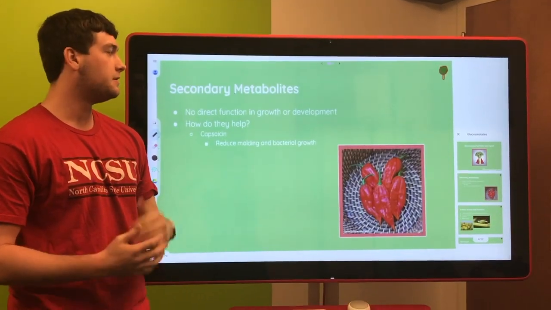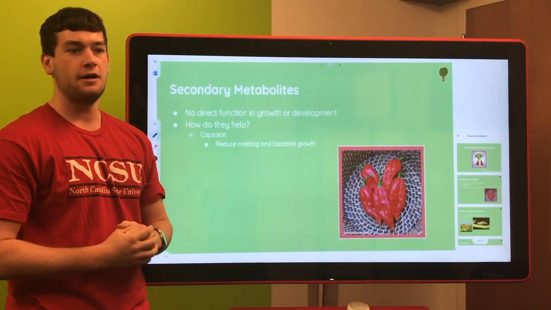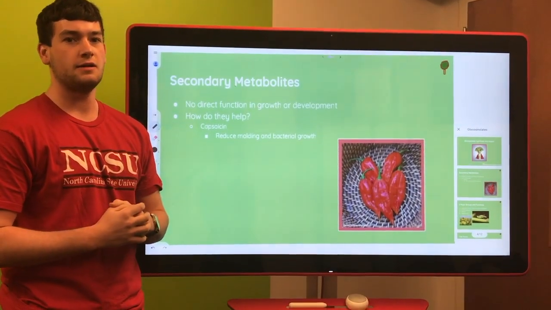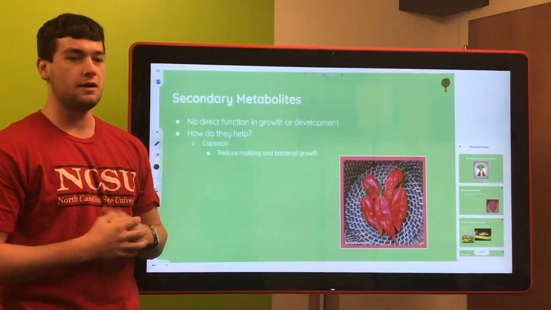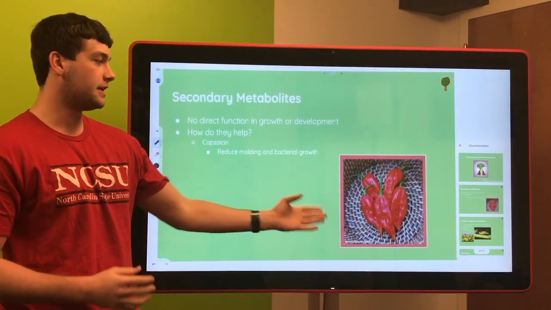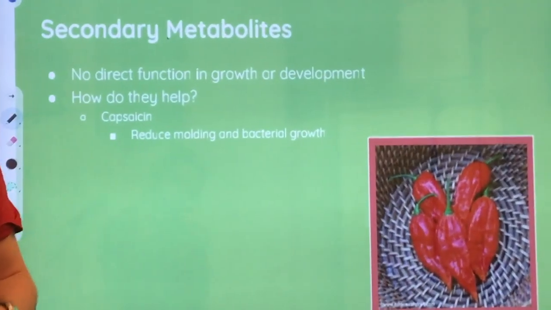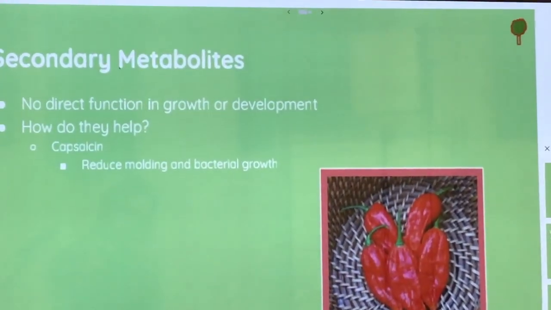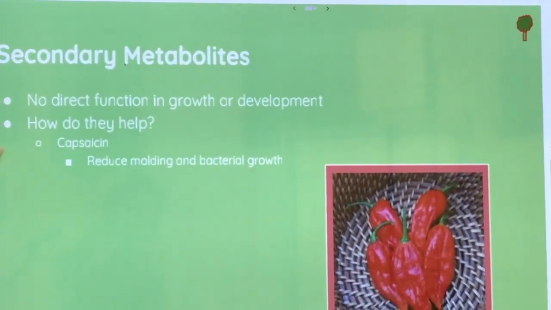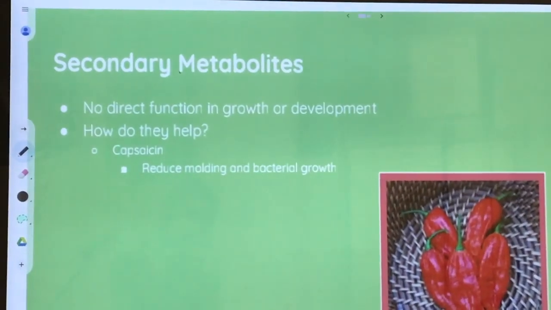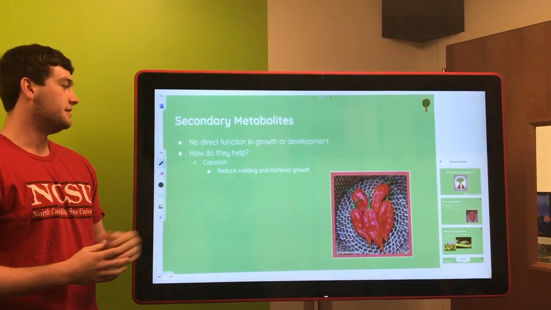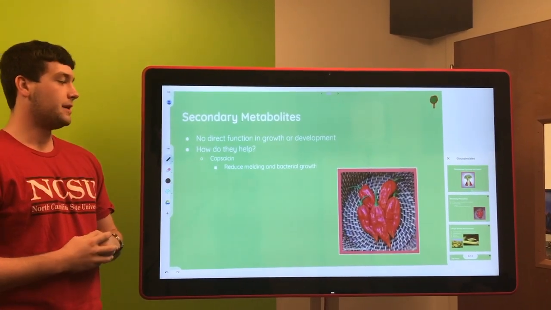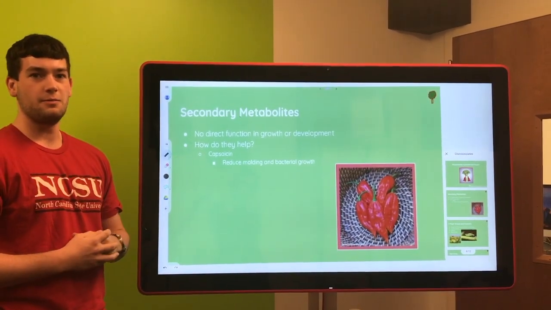First, let's talk about secondary metabolites. They do not have any effect on the growth or development of plants. So how do they help us? Well, let's look at an example first. The red chili pepper has capsaicin, and that's what makes it spicy. But what it actually does is reduce molding and bacterial growth for the plant.